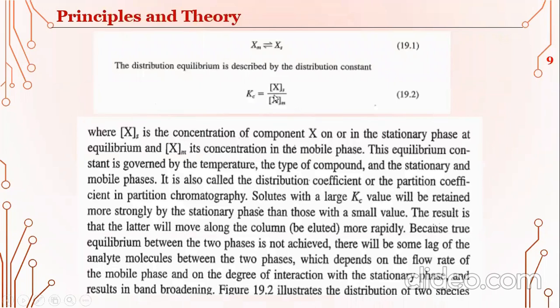Because true equilibrium between the two phases is not achieved, there will be some lag of analyte molecules between the two phases, which is common and depends on the flow rate of the mobile phase and on the degree of interaction with the stationary phase. The result is band broadening, and this is illustrated in the coming slide that explains this.